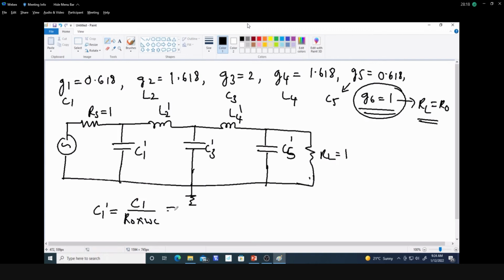Now if I substitute the value of C1, that is 0.618, divided by R naught, which is 50 ohm, into 2 pi into omega C, the cutoff frequency which is given, FC equal to 2 gigahertz. If you put in that 2 gigahertz, you will get the exact value of C1. So find out the value of C1. How much do you get? Let me know.